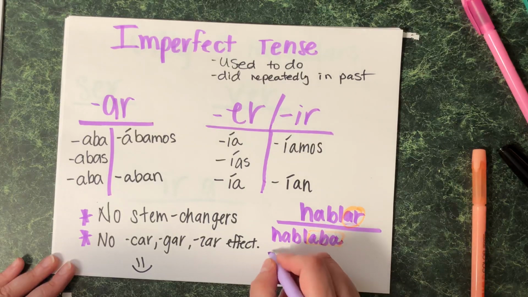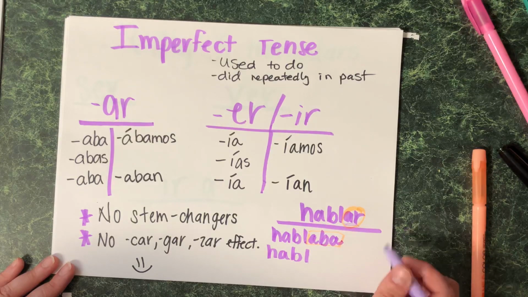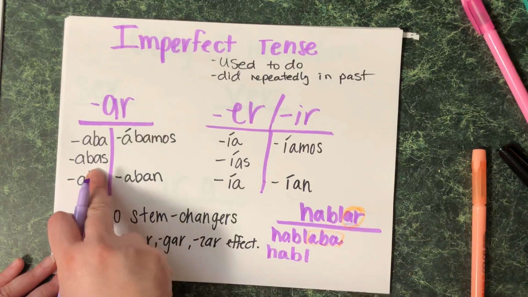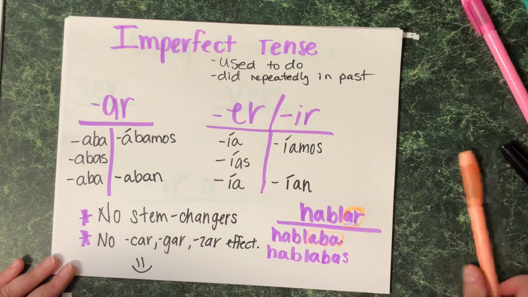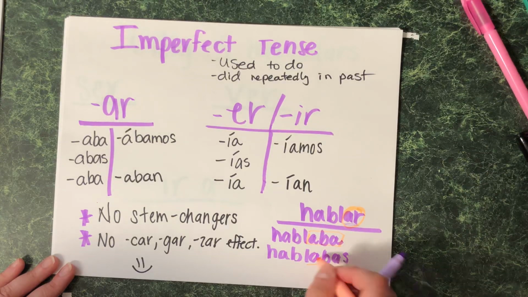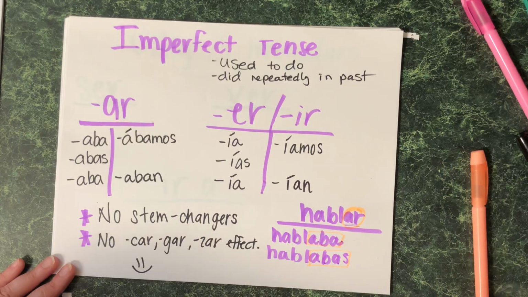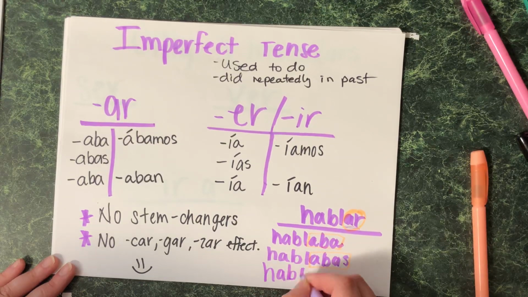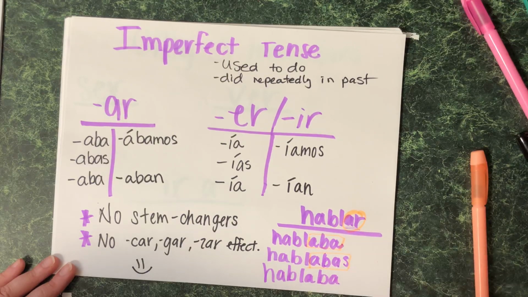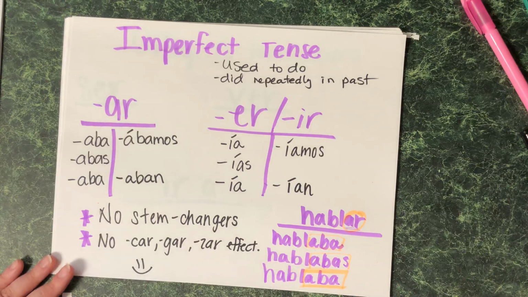You used to talk, you used to speak. Habl, take the AR off and put the new one: hablabas. Here's your new ending. And he or she or usted used to talk or speak: hablaba. Now, some of you might be wondering this.